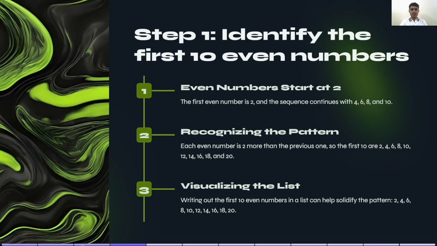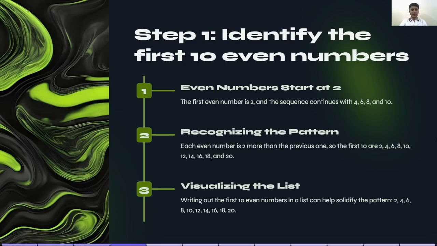Let's see the step by step. Step 1 is to identify the first 10 even numbers. In this there are three parts. The first one is even numbers start at 2. The first even number is 2, and the sequence continues with 4, 6, 8, and 10.